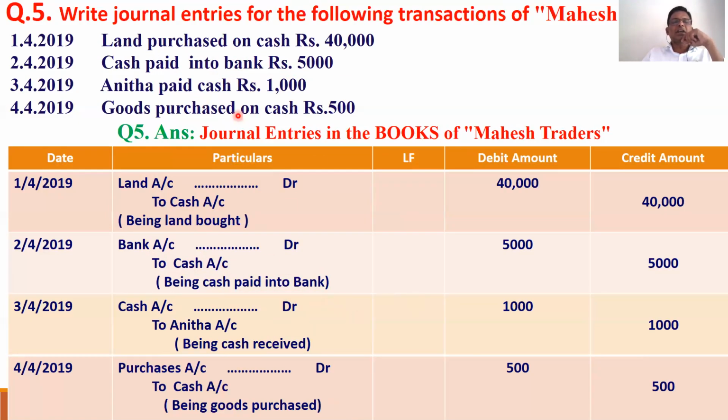Anita paid cash. Anita paid cash means we received cash. Cash is coming in, cash account is debited. Who is the giver? Anita. Anita account is credited. So cash account to Anita account, being cash received.